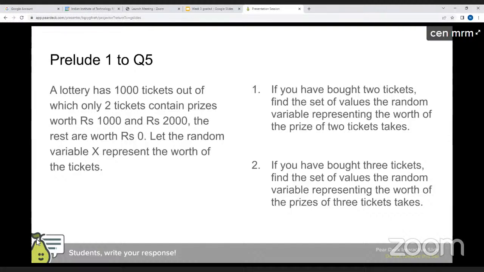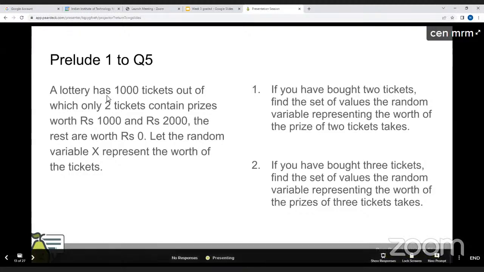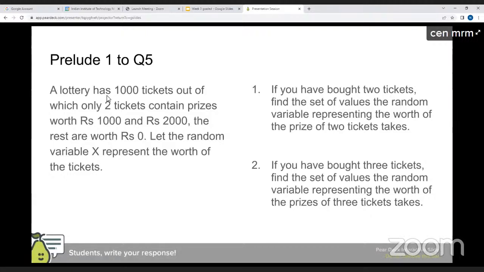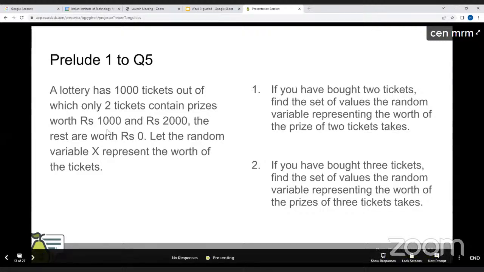Now let's move to the question here. We have split the question into 2 parts. The question basically says you have a lottery and it has 1,000 tickets. Out of those 1,000 tickets, only 2 tickets contain prizes. One ticket has 1,000 rupees worth of prize and the second ticket has 2,000 rupees worth. All the other remaining 998 tickets, if you choose those, you will get the prize 0. You're not getting any prize.